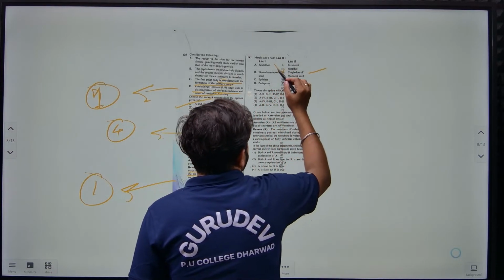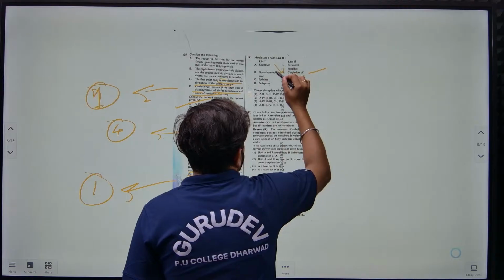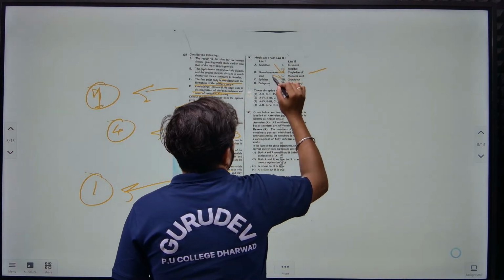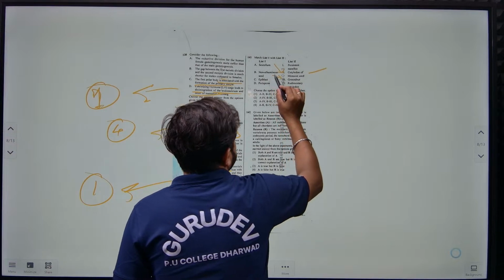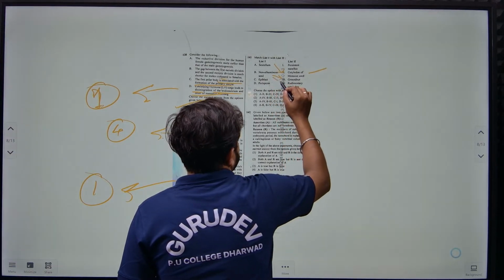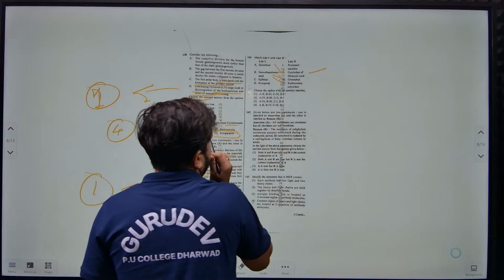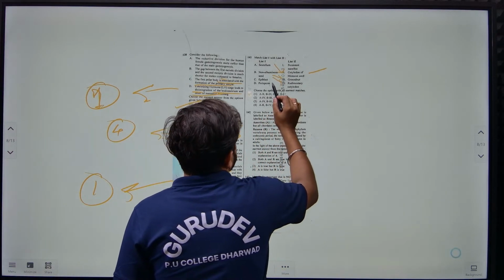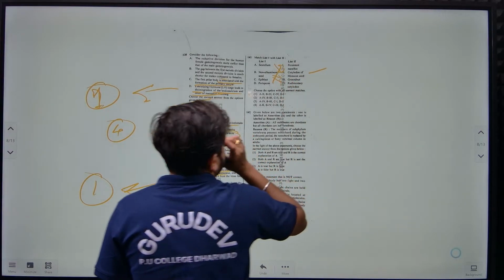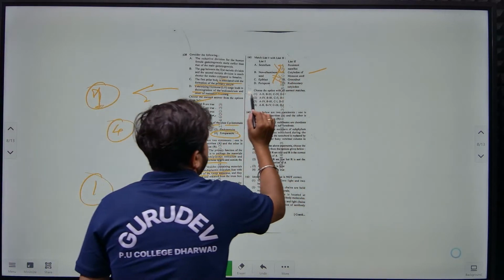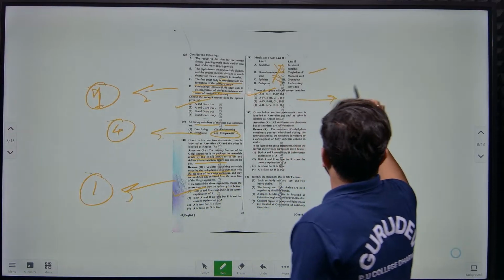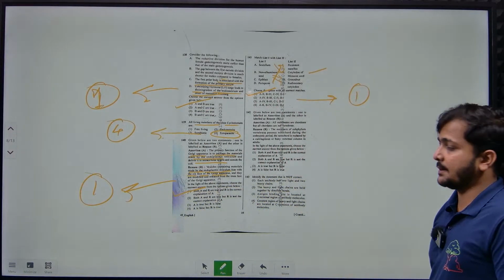Then non-albuminous seeds, for example, if you consider here, it is related with groundnut. Then epiblast is related with respect to the rudimentary cotyledon. Then perisperm is related with respect to the persistence of nucellus. So according to that, option 1 is correct, right? So here 141, option 1 is correct, right?